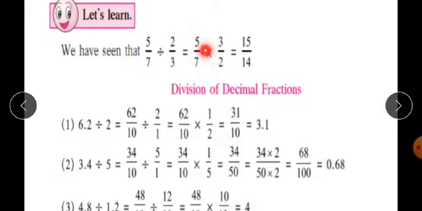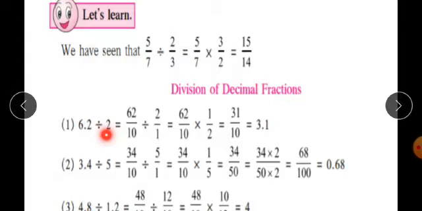Then as usual you have to write the product of numerators in the numerator, that is 5 into 3 gives you 15, and the product of denominators in the denominator, that is 7 into 2 gives you 14, and therefore 5 upon 7 divided by 2 upon 3 gives you the final answer as 15 upon 14. Now let's see the last topic or concept in this lesson, that is division of decimal fractions. It is also very easy.